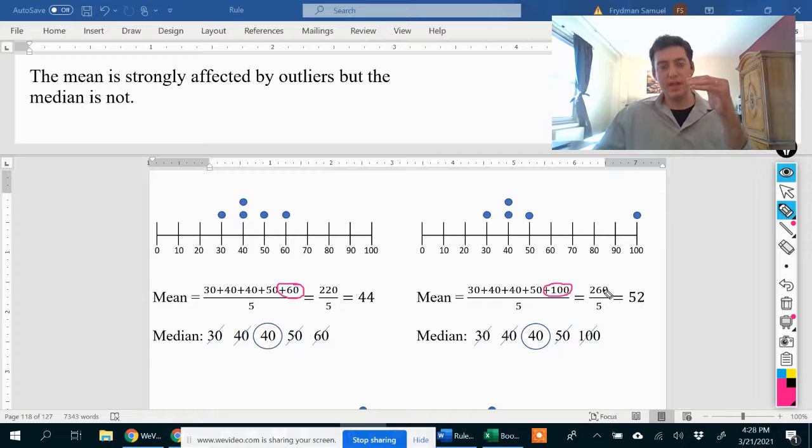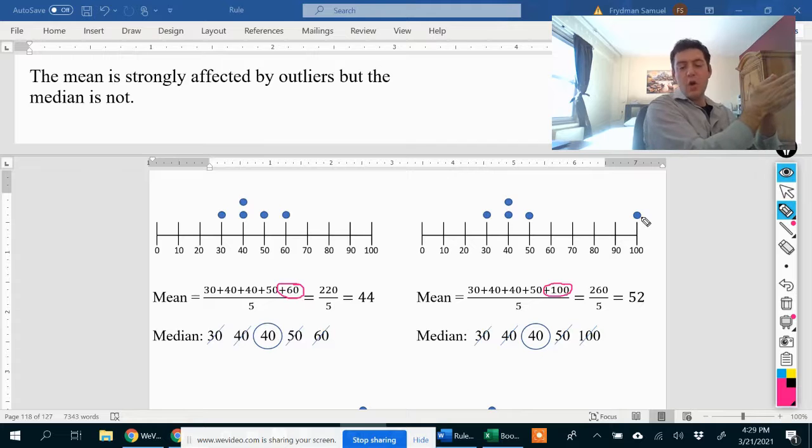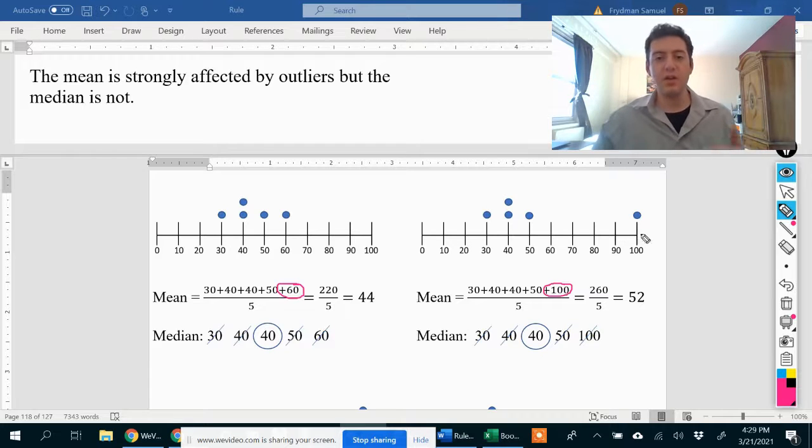And what happens when you take a bigger number in the numerator and divide it by the same number that you did before? You're going to get a bigger answer. So now instead of having 44 as the mean, now the mean is 52. So changing this 60 to 100, right? So moving that data point further to the right also made the mean greater. It changed it from being 44 to now being 52.